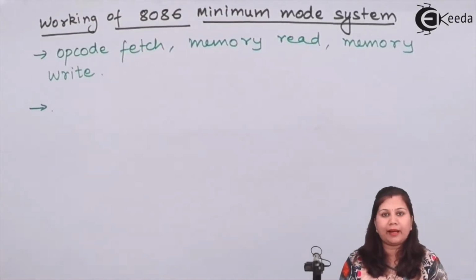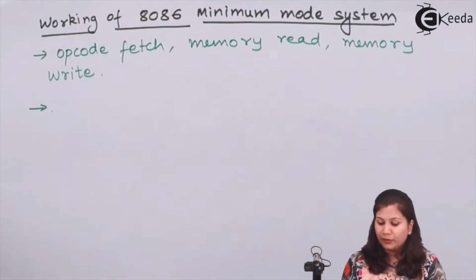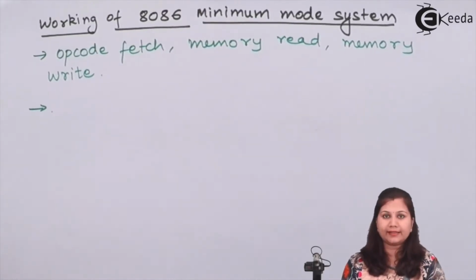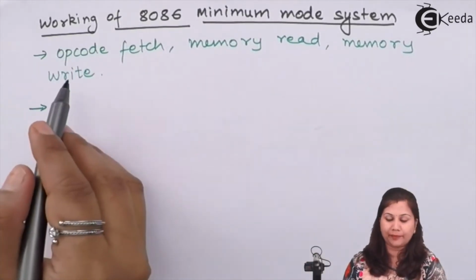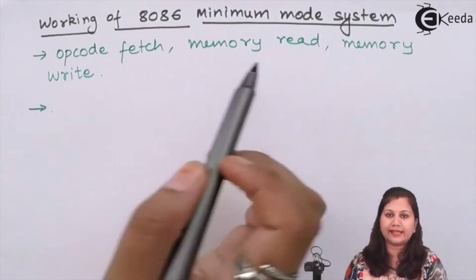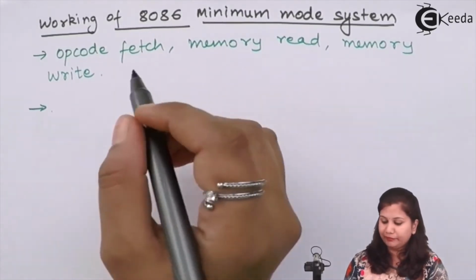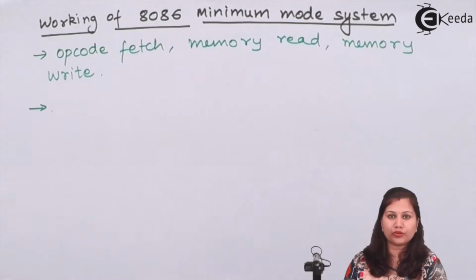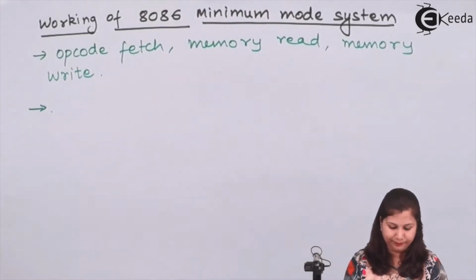So for the timing diagram for the minimum mode of the 8086 microprocessor, there are three machine cycles: opcode fetch, memory read and memory write. The timing diagrams for the opcode fetch and the memory read cycles are similar, so we can say that it consists of two cycles. One is the memory read and the second part is the memory write. First, we will study the memory read machine cycle.